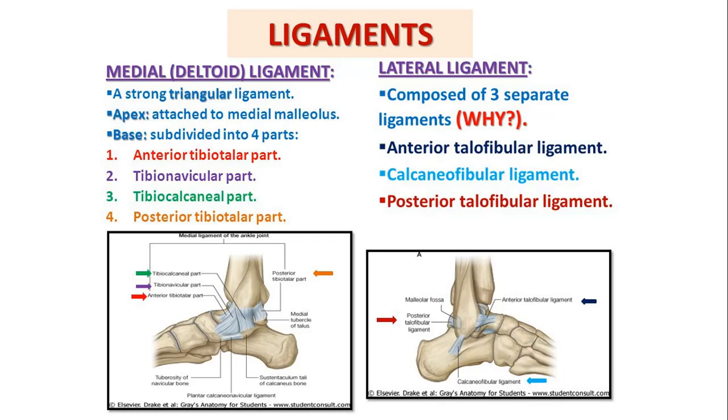On the medial side, the deltoid ligament, it's shaped like the deltoid. It's a very triangular ligament. The apex is over the medial malleolus, and the base subdivides into four parts. One is the anterior tibio-talar part, then the tibio-navicular part, going to the navicular bone, the tibio-calcaneal part, from the tibia going to the calcaneum, and the posterior tibio-talar part. So four parts of the deltoid ligament are there.